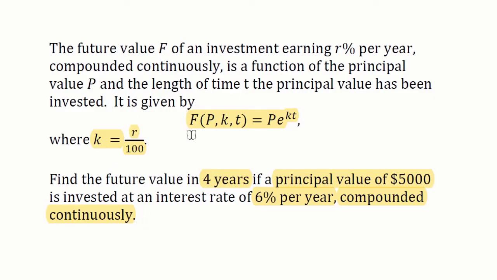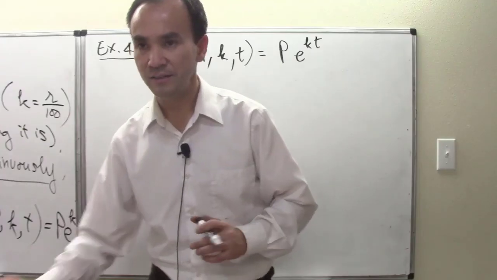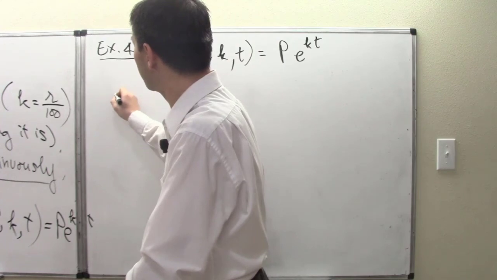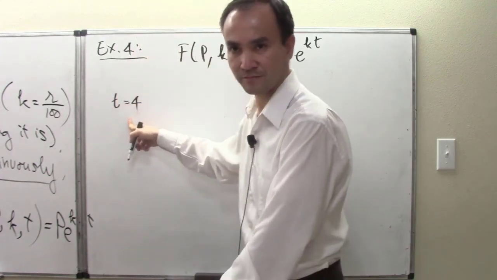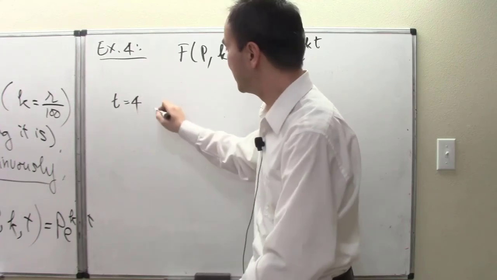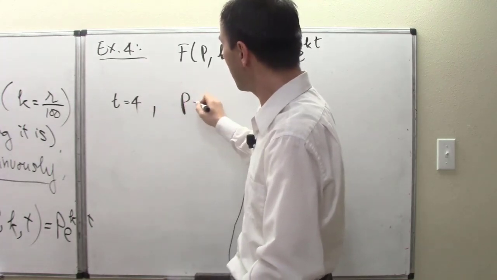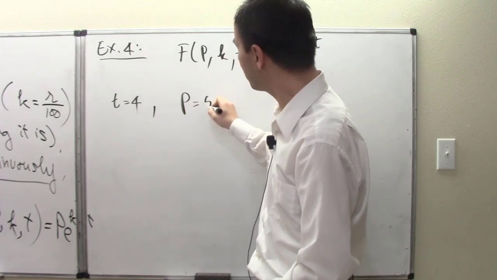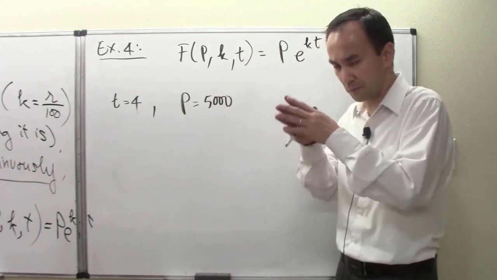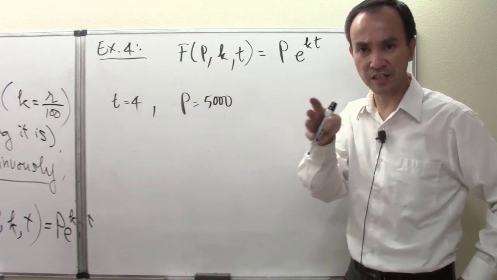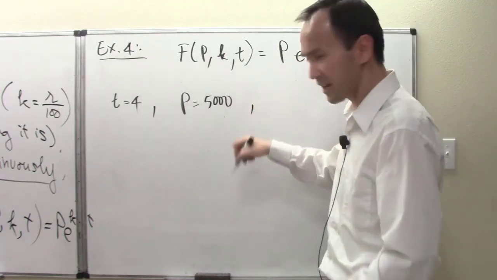right here in my highlight, we know t equals 4 because we want to find a future value in 4 years, if a principal value of $5,000 is invested and the interest rate is 6% per year. So that means we're looking at t equals 4 right from the description of the problem, and then the principal value here is $5,000 because that's what it said. A principal value of $5,000 is invested.